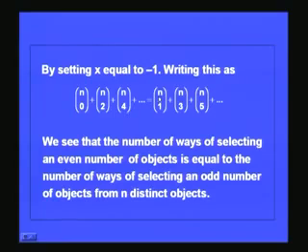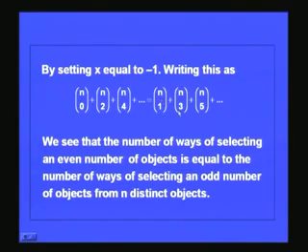What does the left hand side represent? The left hand side represents the number of ways of selecting 0 objects out of n objects, or 2 objects out of n objects, or 4 objects out of n objects, and so on. What does the right hand side represent? It represents the number of ways of selecting one object out of n objects, 3 objects out of n objects, 5 objects out of n objects.